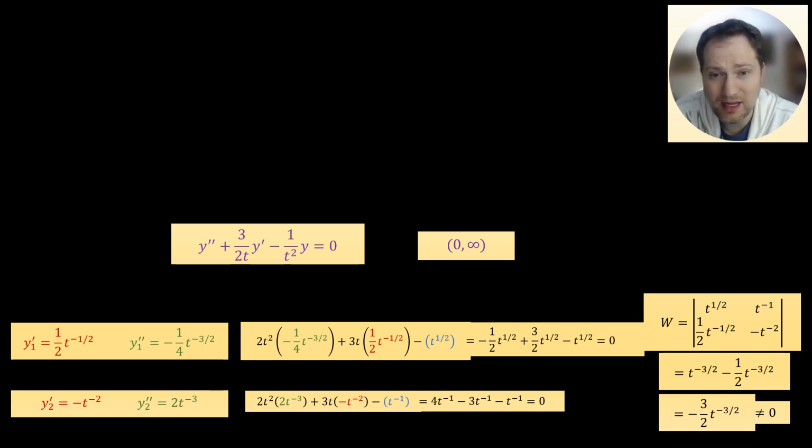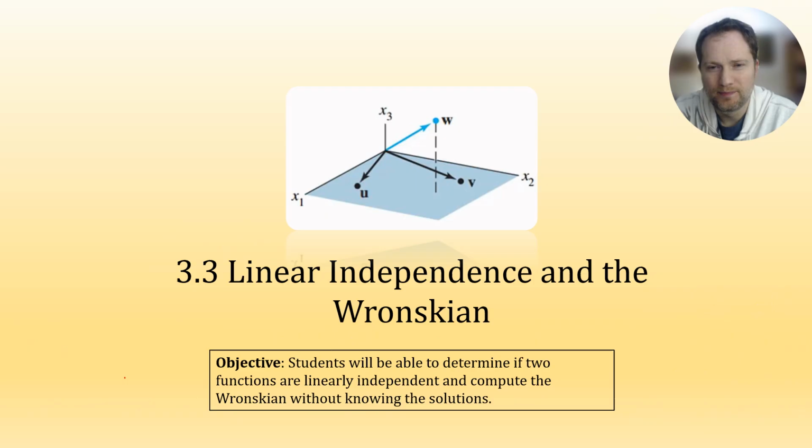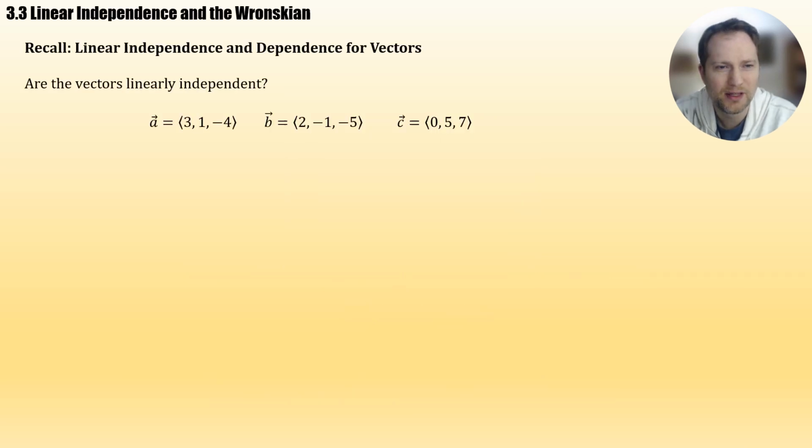So that's a nice summary from our learning in section 3.2. And now we're ready to jump into section 3.3. These two solutions form a fundamental set of solutions, we said. We're also going to now use in this section the term that these two functions are linearly independent. So that's what we're going to learn in today's lessons. We're going to look at the linear independence of solutions, how that connects to the Wronskian, and in particular, we're also going to learn how to compute the Wronskian without even having the two solutions. Now that sounds like something to look forward to. So let's get into this.